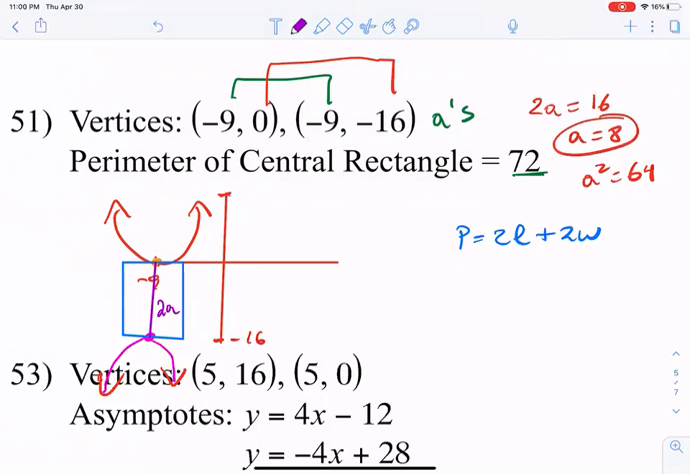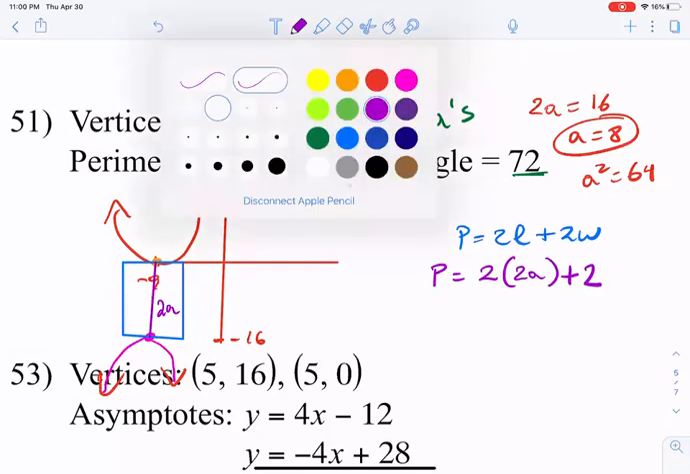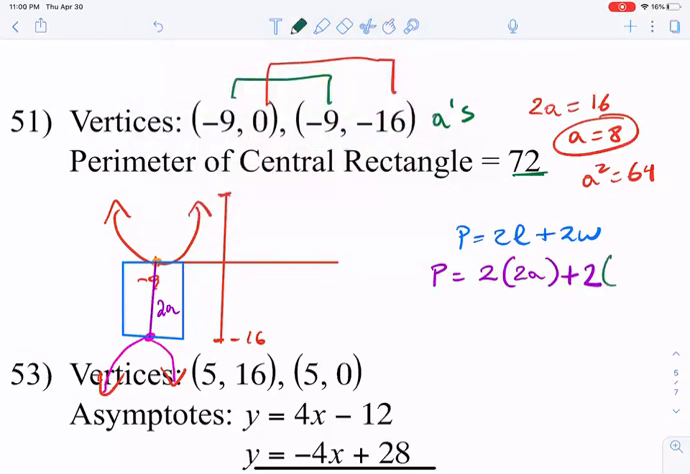So the perimeter will be this basically. Perimeter equals 2 times the length, which in this case is 2A, plus 2 times the width. Well, the width should be 2B, right? Because that's the minor axis, and that's what I need to find out. That's the reason they give you that. So this is 2 times B, and the perimeter is 72, so you can replace that with 72 here.